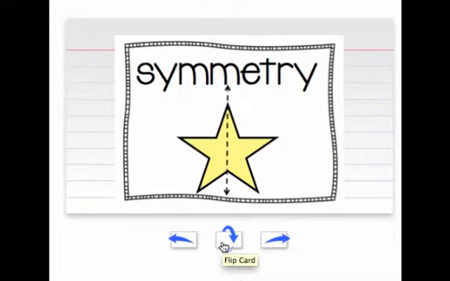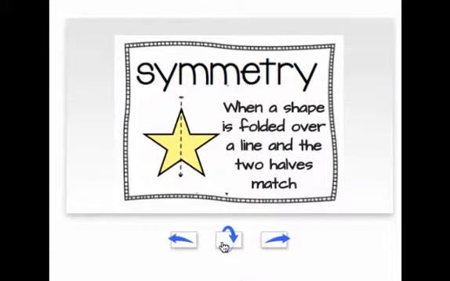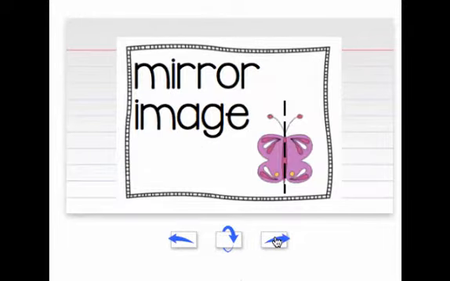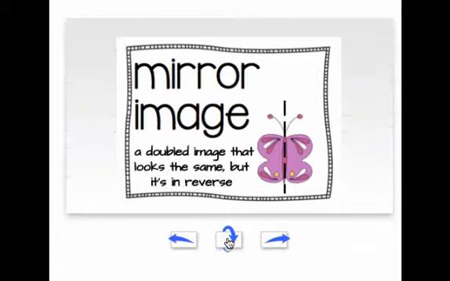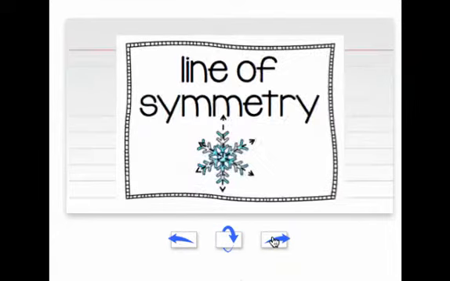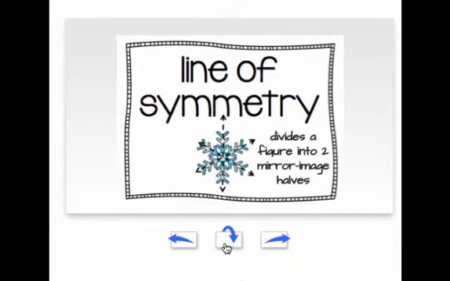Symmetry: when a shape is folded over a line and the two halves match. Here would be the line right here. If we fold this shape over the line, we want both sides of that star to match. Mirror image: a doubled image that looks the same, but it's in reverse. Line of symmetry: divides a figure into two mirror image halves.